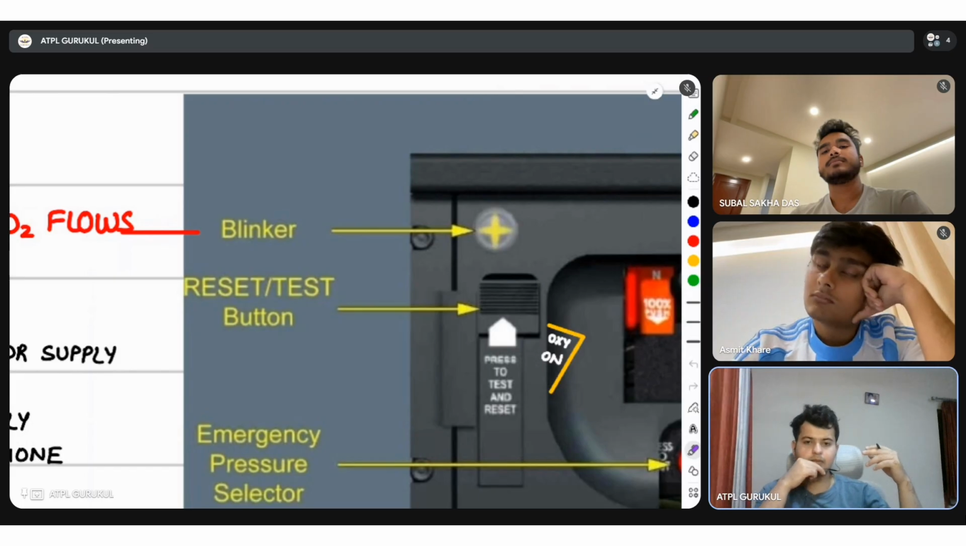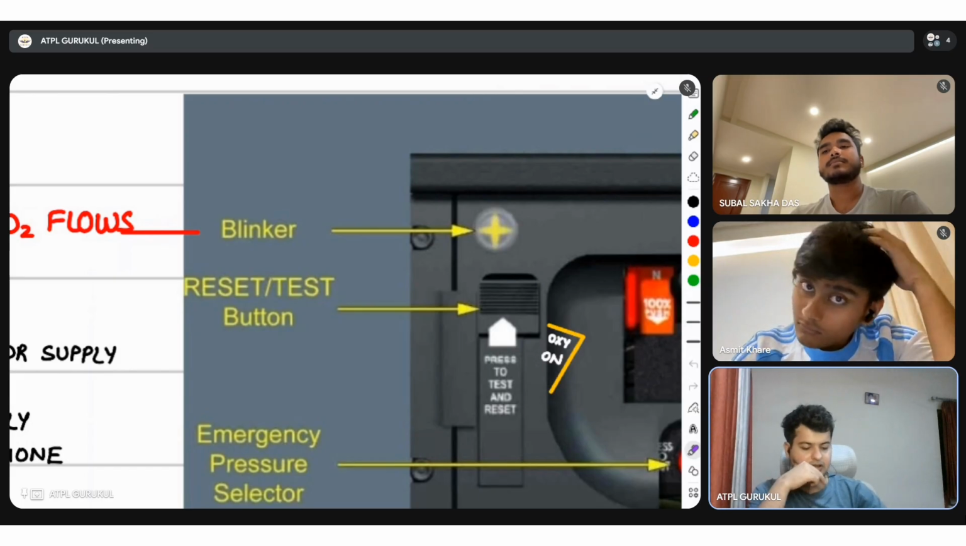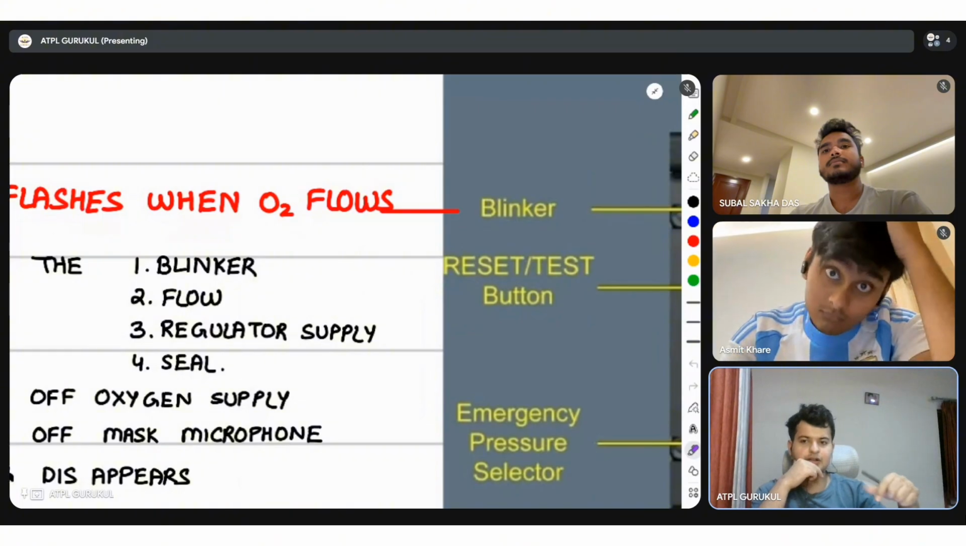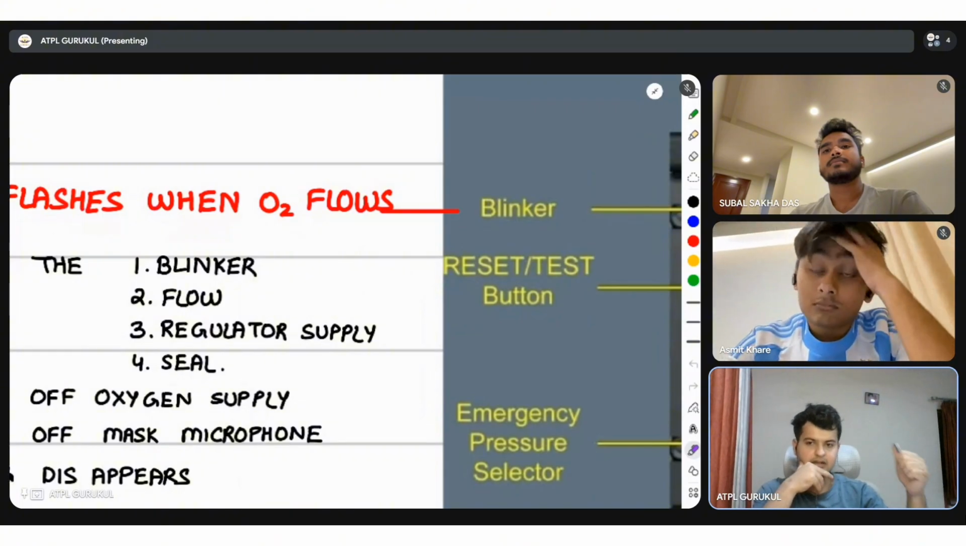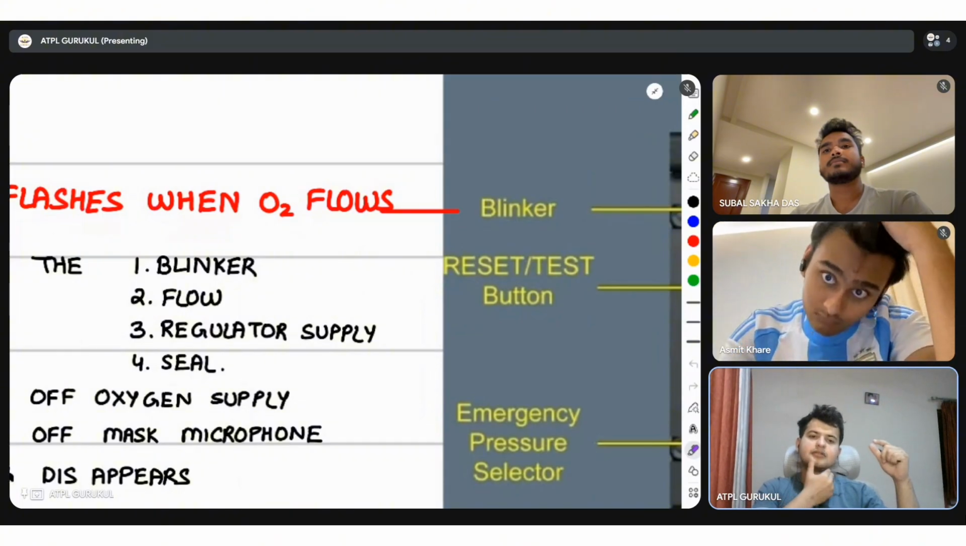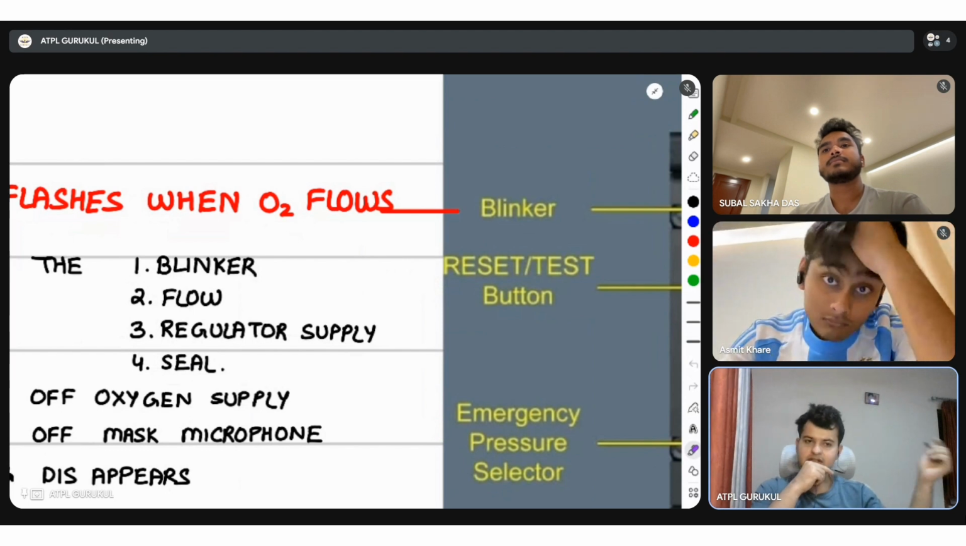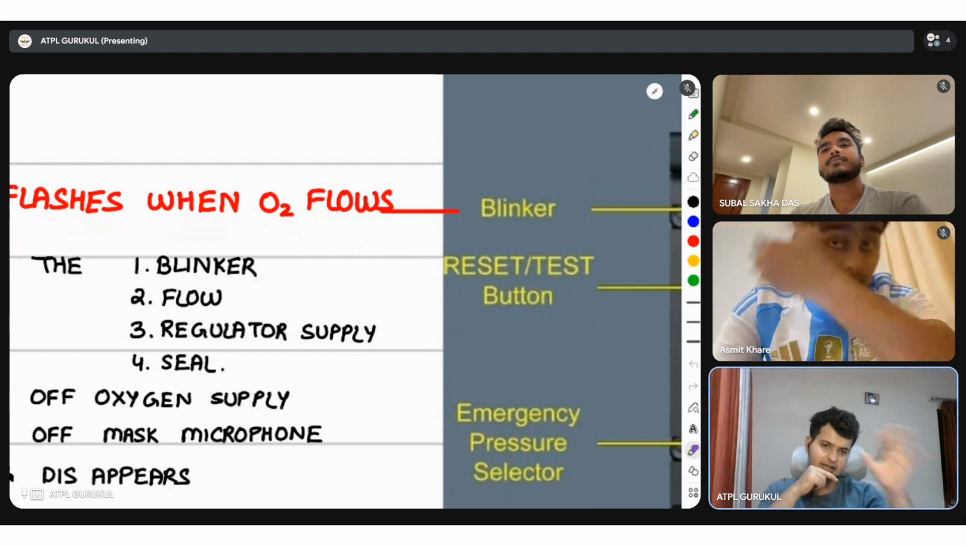Clear? Now, then we have the reset push button. When you press the reset push button, it checks a lot of things. It checks the blinker, the flow, the regulator supply, any seal problems downstream of the valve, checks for a number of things. Okay, it checks that mask.